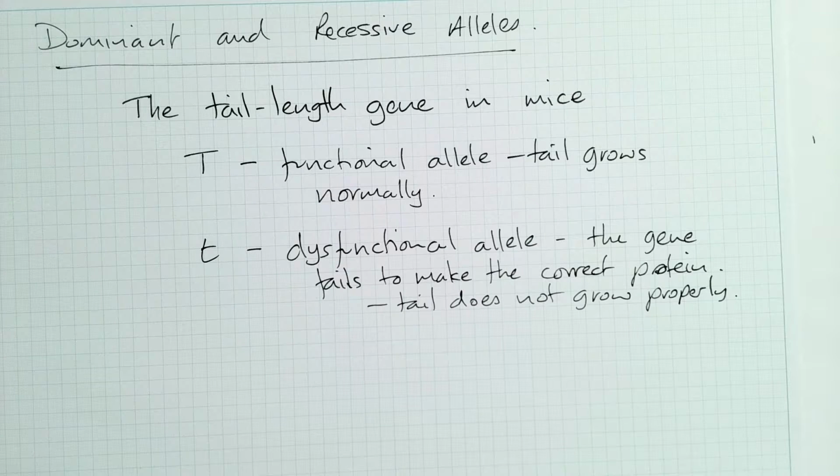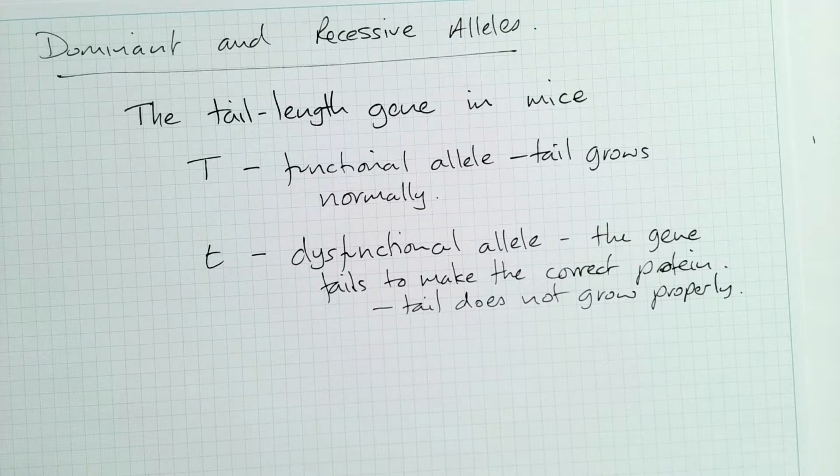If you are heterozygous, you've got big T on one set of chromosomes and little t on the other set of chromosomes. You don't get half a tail, you just get a normal length tail because the big T allele is going to make a normal protein, and that normal protein is going to make a long tail. So let's just have a look on the board here and we'll see how that is summarized. I've just summarized everything that I've just told you on the board here.